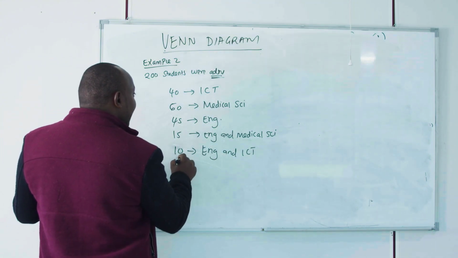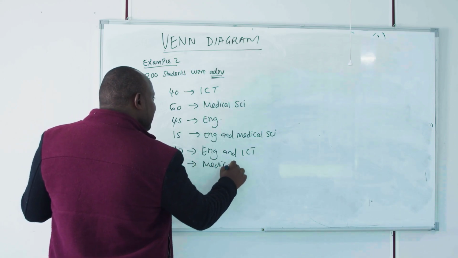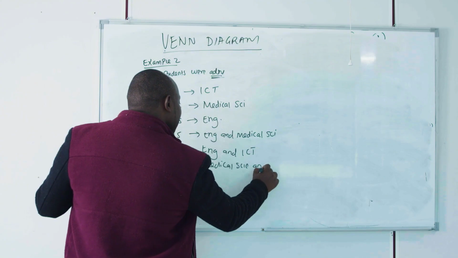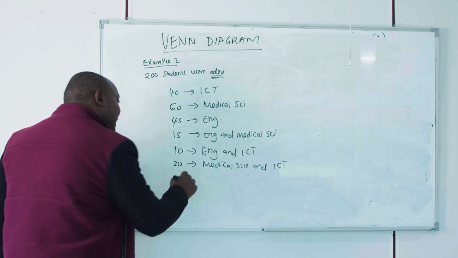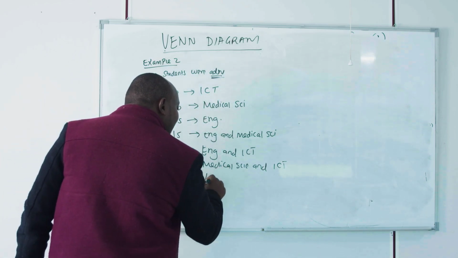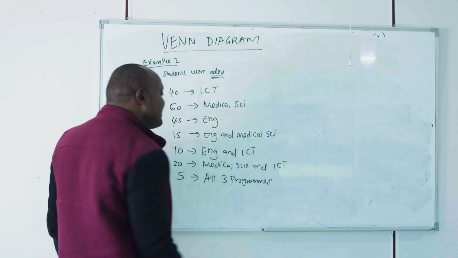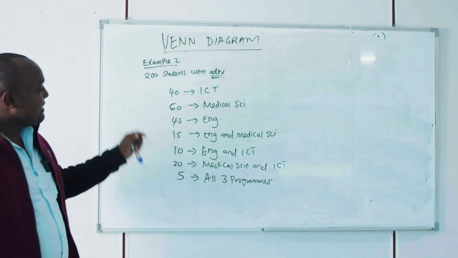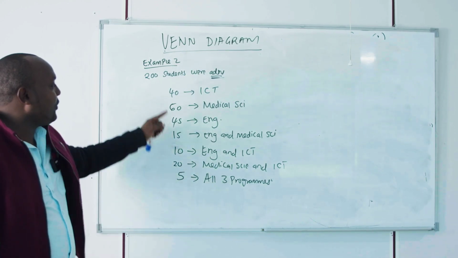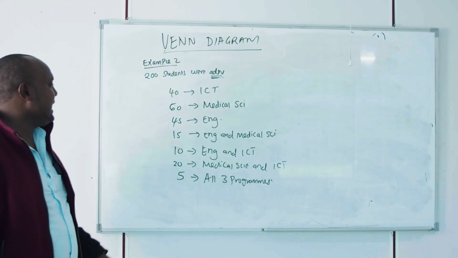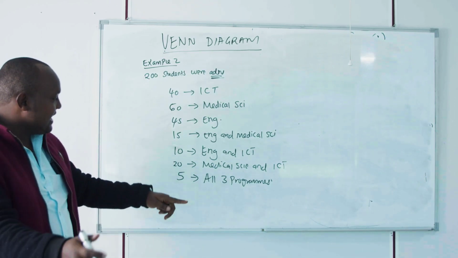And you realize that now 20 chose medical science and ICT. And 5 students chose all 3 programs. I want you to take that example. You have admitted students. When you are tallying the number of students, you realize 40 chose ICT, 40 chose medical science, 45 chose engineering, 15 chose engineering and medical, engineering and ICT, and that one.